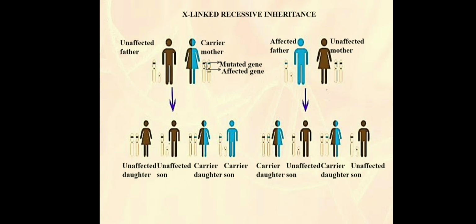In X-linked inheritance, the fathers cannot pass X-linked traits to their sons. No male-to-male transmission. The most common inheritance is hemophilia.